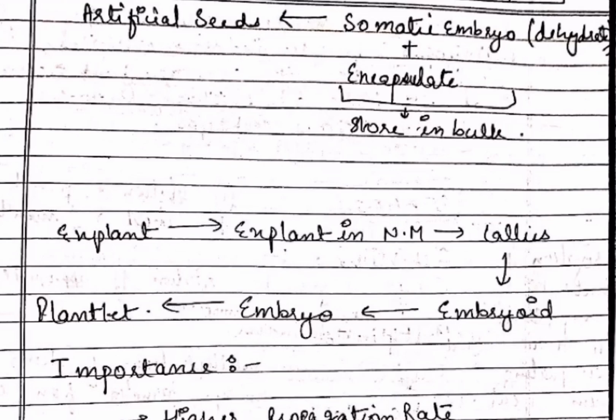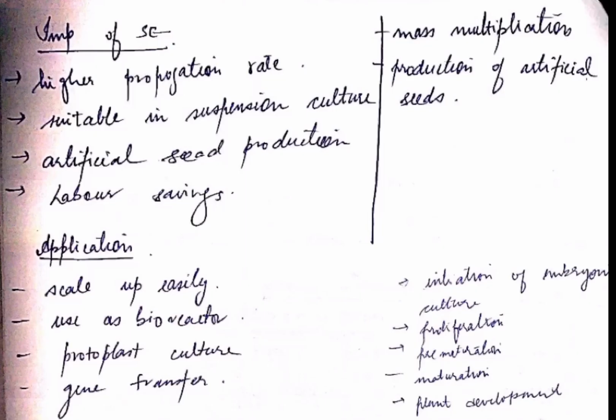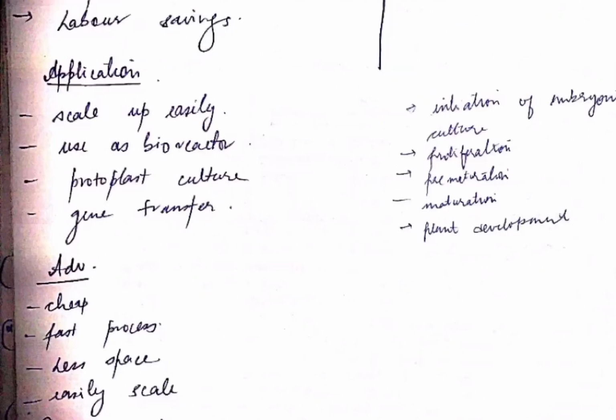Now we will look at the importance. This gives a higher propagation rate, is suitable for cell suspension culture, is labor saving, and also helps in producing artificial seeds. Some of its applications are that they are used as bioreactor, protoplast culture, gene transfer. Some of the important applications of somatic embryogenesis is clonal propagation.